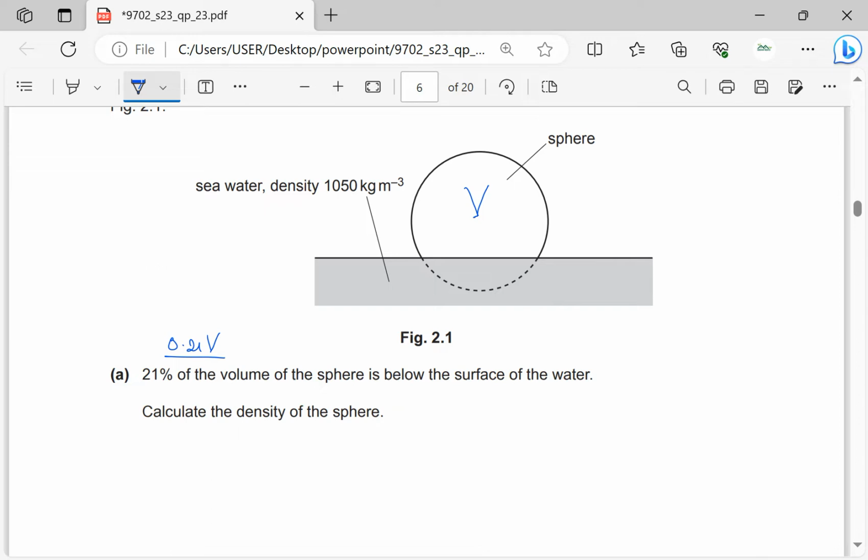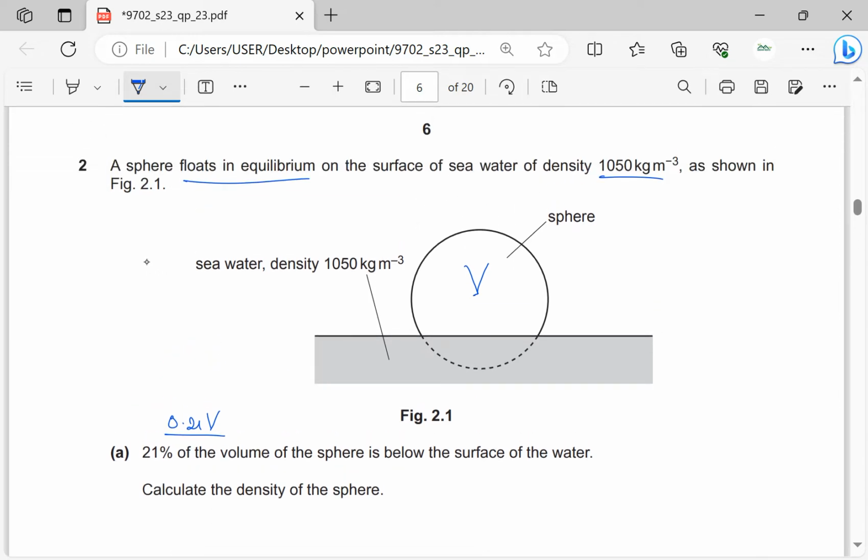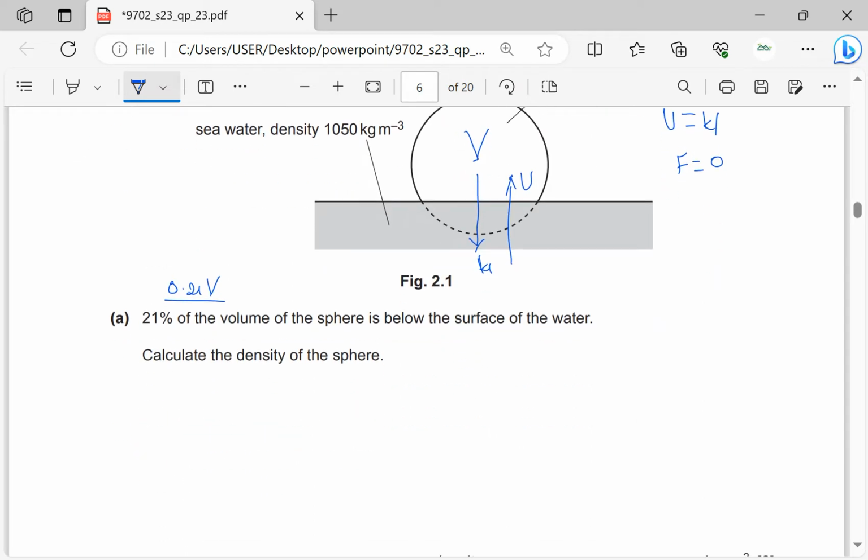So when it is in equilibrium, of course, its weight is acting downwards, and then the upthrust is acting upwards. So if it is in equilibrium, the upthrust is equal to the weight on the surface. That means the resultant force would be 0 because the resultant force is supposed to be the weight minus the upthrust. So calculate the density of the sphere.